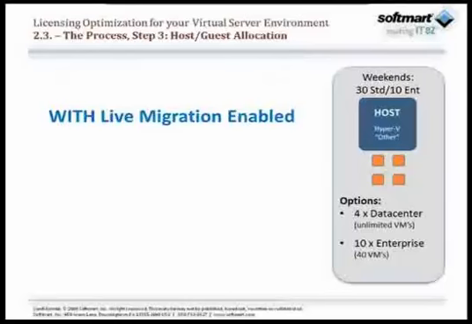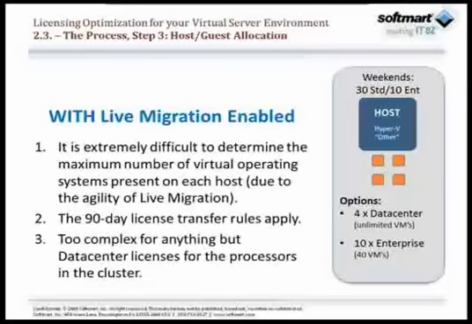Well, with live migration or vMotion, it's extremely difficult to determine the maximum number of virtual operating systems. You have to think in terms of maximum capacity. Okay? How many virtual machines may reside on any particular host at any particular point in time? A 90-day transfer, the 90-day rule would apply here. And in most cases, this would be too complex for anything but data center licenses, because data center allows you unlimited server instances. So it's going to be impossible to determine what servers are where, when, and to actually keep track of that.